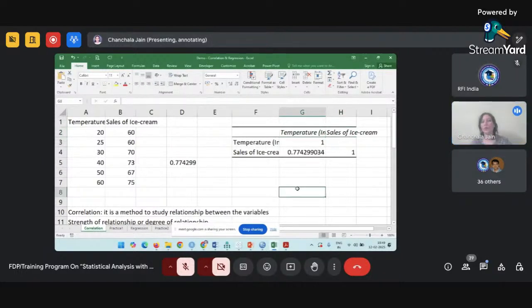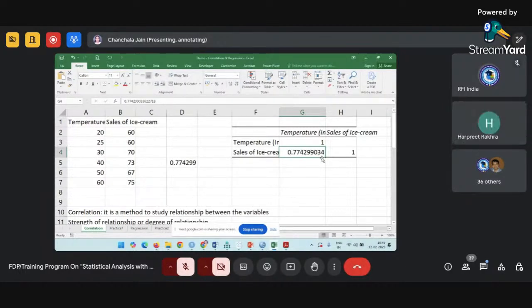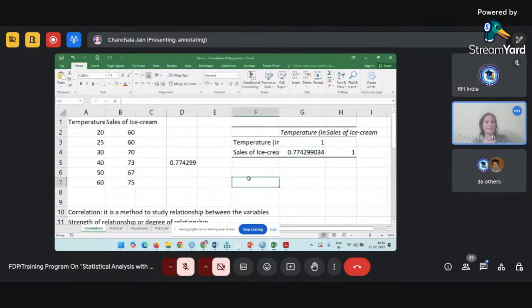Clear? Then talking about temperature and sales, you can see it is coming as 0.77429, which we have got here also. So these two variables are indicating a strong positive correlation, right? So that way, using the data analysis tool pack also, we can get the value of correlation. Is it okay? Yes, ma'am. Very simple, right? Very simple test in statistics.